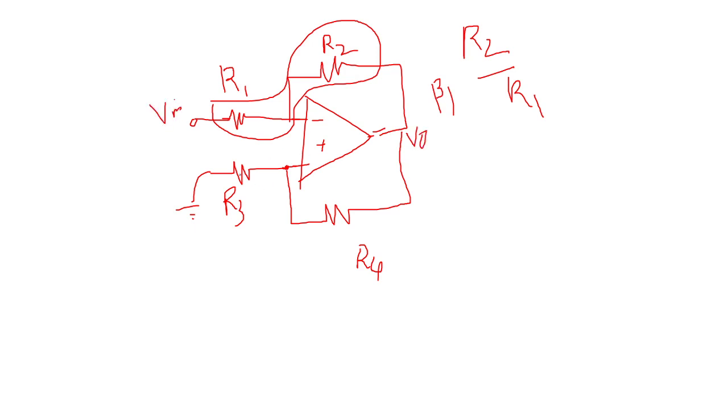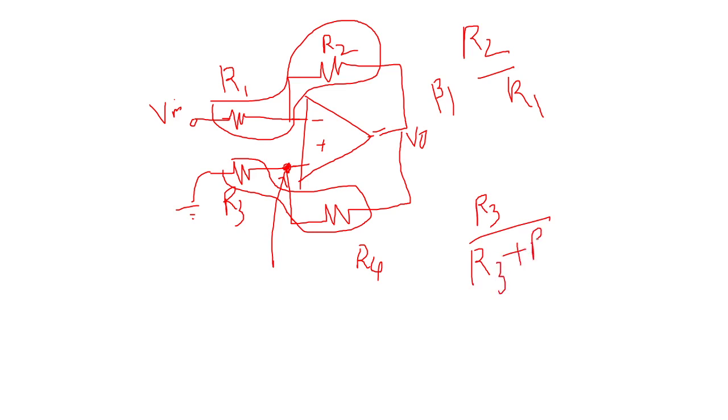Okay, so what is the gain? What is the feedback factor here at this point? This point is V0 into R3 by R3 plus R4. So this is beta 2, and this is beta 1. If I have selected the resistances R1, R2, R3 and R4 in such a way that beta 1 is greater than beta 2, definitely it will be negative feedback.